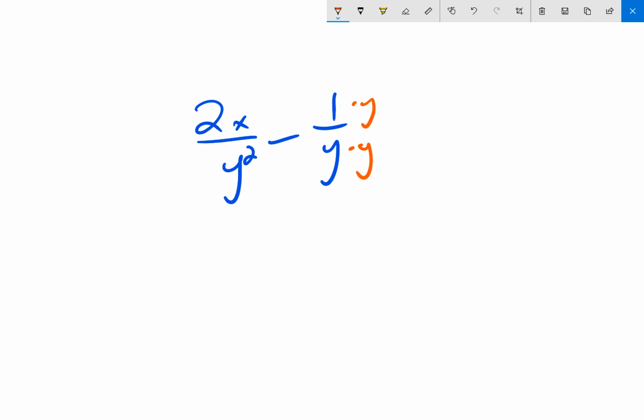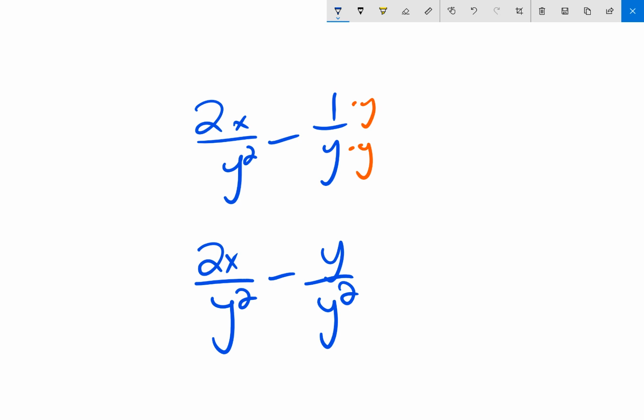Number 10, another subtraction problem, but again, you need a common denominator. So we have 2x over y squared minus 1 over y. To get a common denominator here, all you need to do is multiply the second fraction by y, and that'll make the denominators match. You'll have y squared as your common denominator. So this will be y over y squared. So I've got my common denominator.